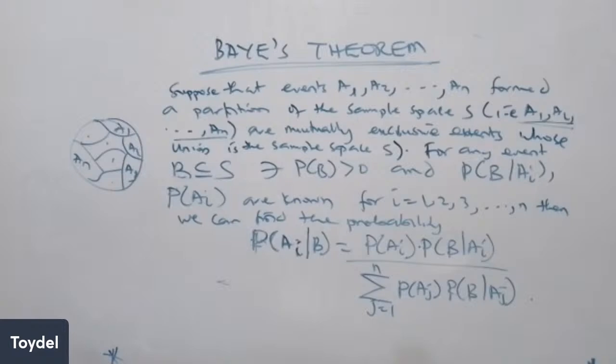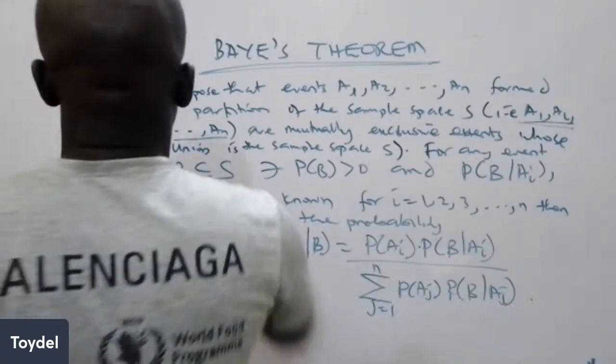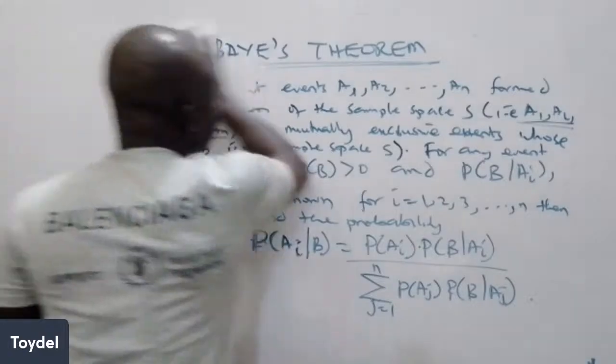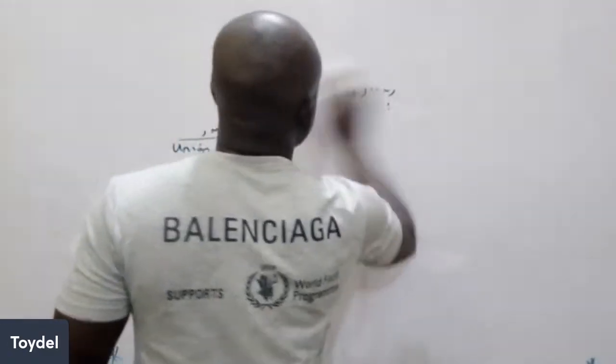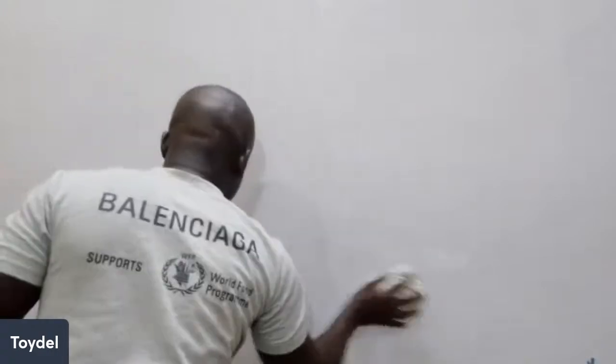Of course, we can actually prove this theorem, but we are not interested in the proving. So I'll go ahead and give one or two examples under conditional probability. Then we close for today. Okay, so let's take an example.